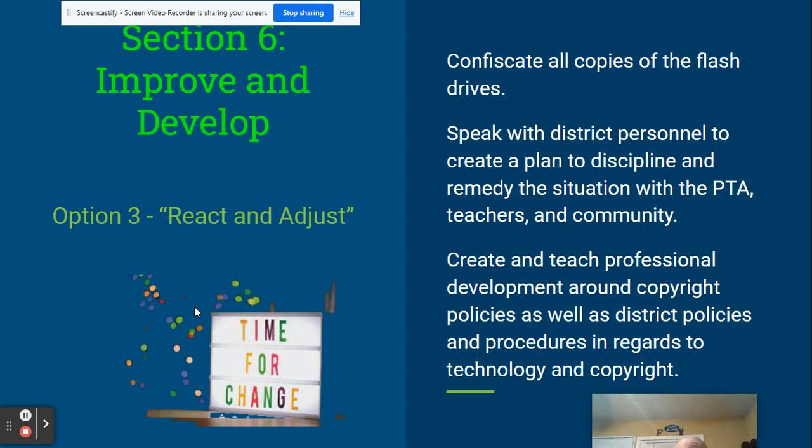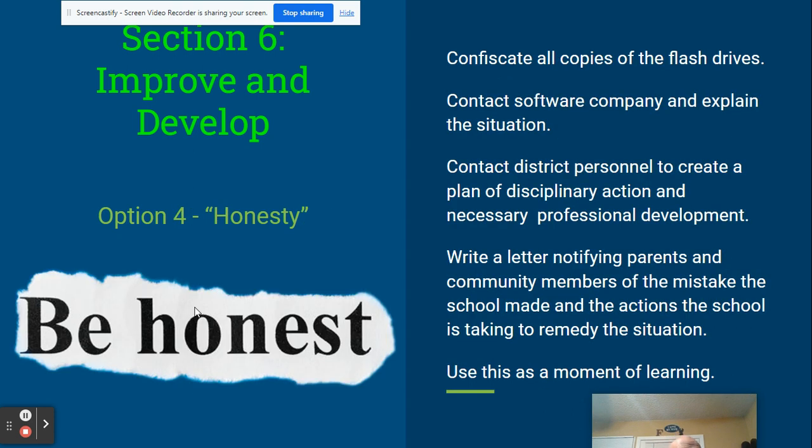Option three, react and adjust. Confiscate all the copies of the flash drives. Speak with the district personnel to create a plan to discipline and remedy the situation, and teach professional development around copyright policy as well as the district policies and procedures in regards to technology and copyright.